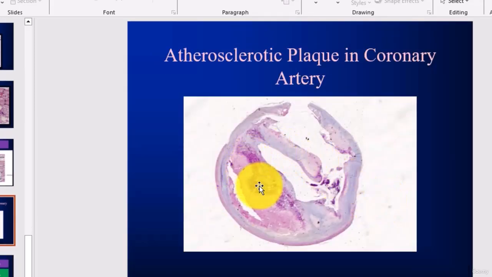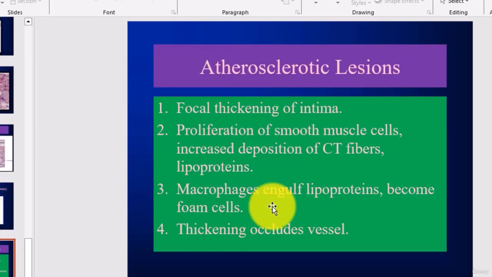Atherosclerosis: plaque in the coronary artery. Atherosclerosis lesions: focal thickening of the intima, proliferation of smooth muscle cells, increased deposition of connective tissue fiber, lipoprotein. Macrophages engulf lipoprotein and become foam cells, causing thickening and occlusions.